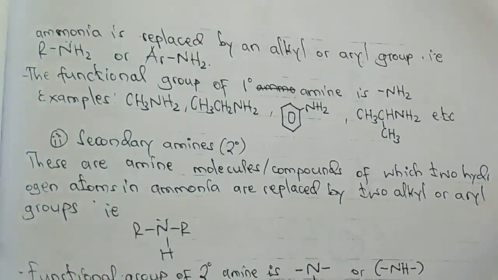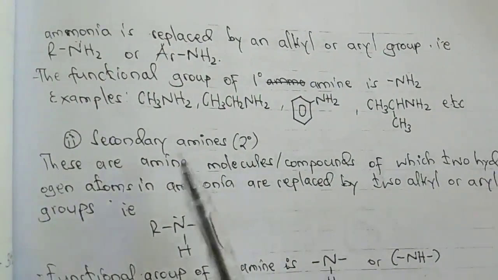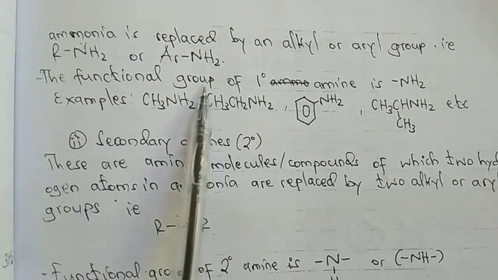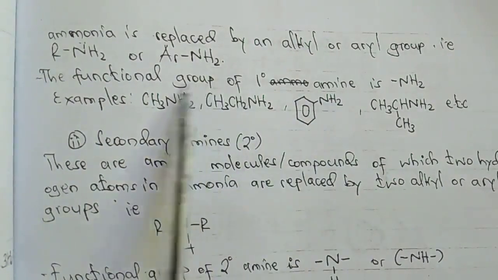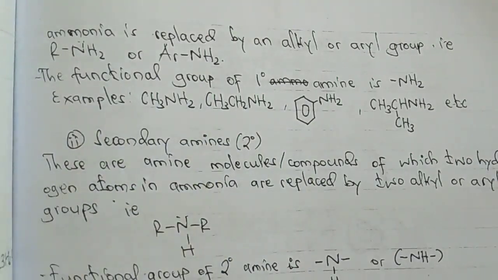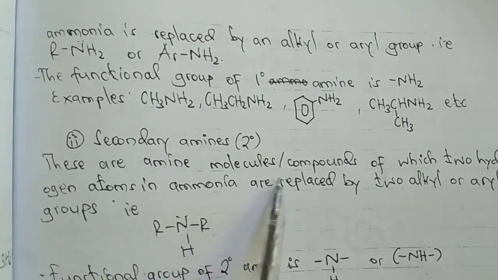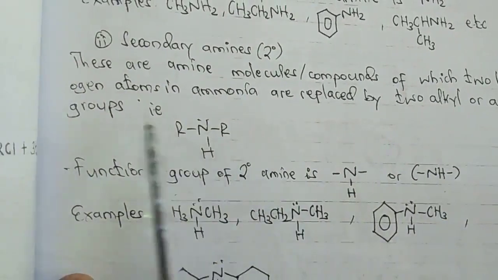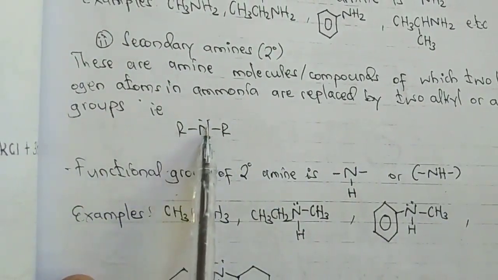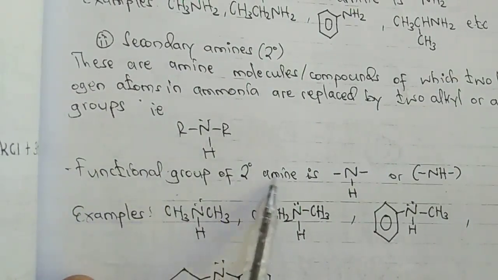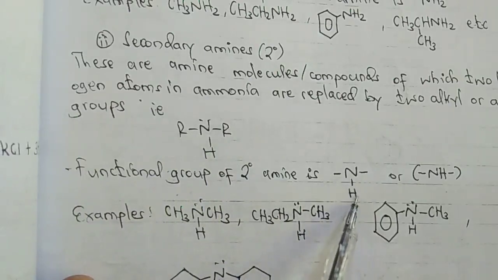Unaweza kuona ammonia is replaced by alkyl group, so itakuwa RNH2 au aryl group NH2. The functional group of primary amine is NH2. Examples are these; all of these, they are primary amines. The secondary amine, two hydrogens are replaced by alkyl groups. These are amine compounds of which two hydrogen atoms from ammonia are replaced by alkyl or aryl groups, such that R, single bond N, then hydrogen, R again. So the functional group of secondary amine is N-H.